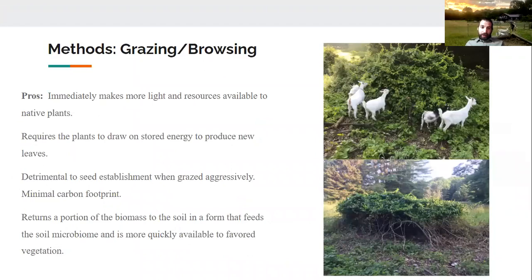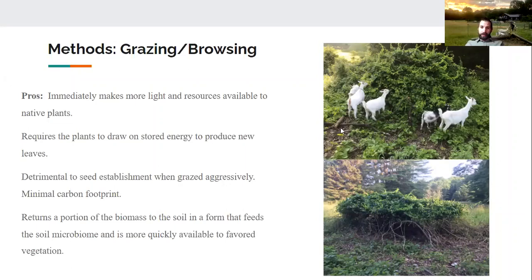So the pros of the goats is that they're doing a lot of physical labor that Jack mentioned earlier. They're taking care of a good deal of it. And in places where you do have native species or other plants that you're trying to favor, you're immediately making more light and resources available to them.